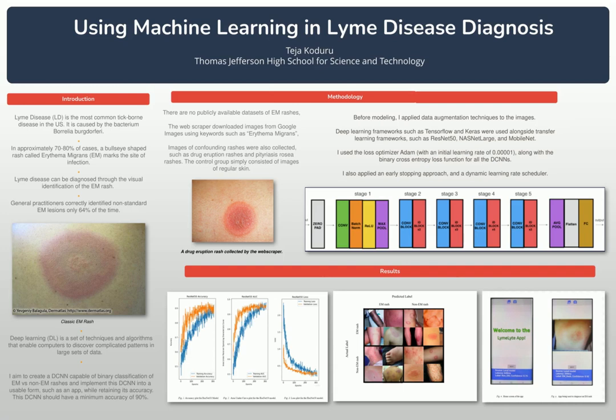Figure 6 shows the web tool being used to diagnose EM rashes. There is an upload button where you can upload pictures of rashes, and then the predictions are outputted on the right hand side.